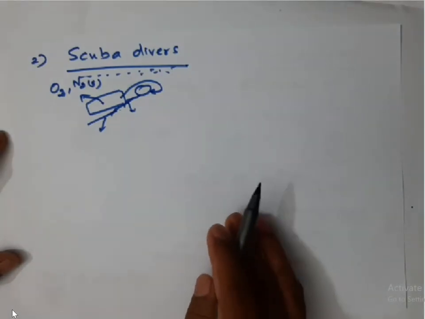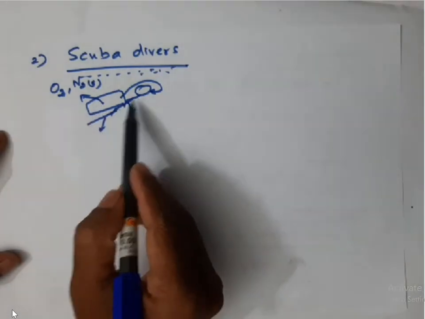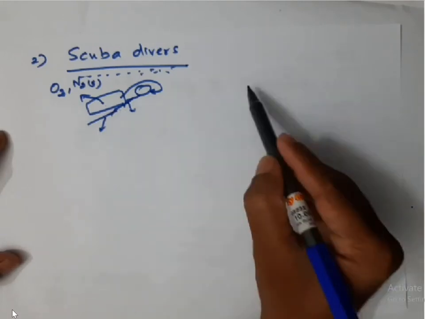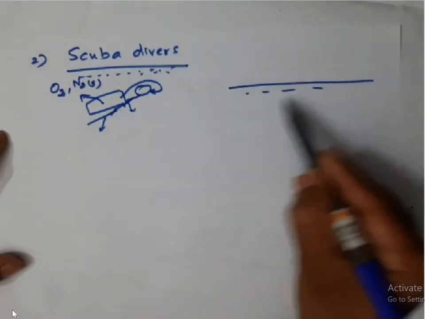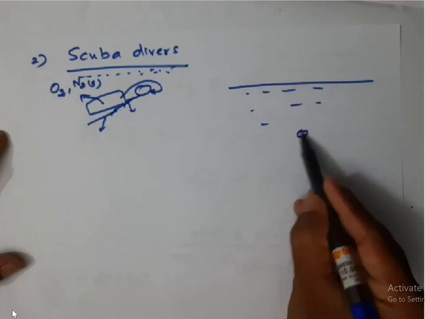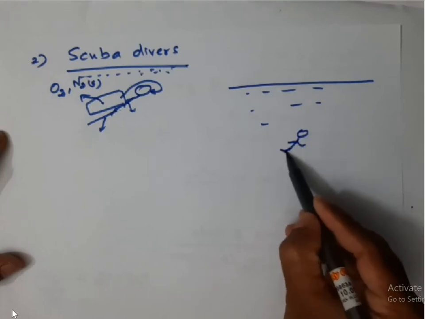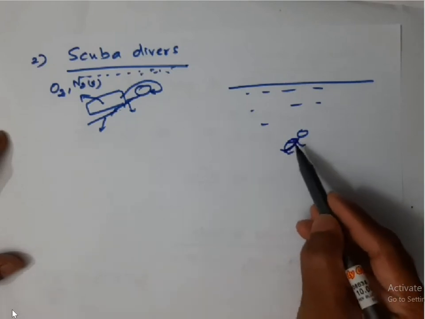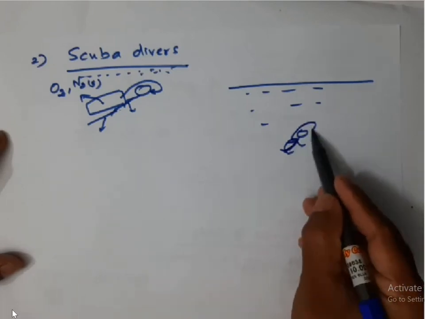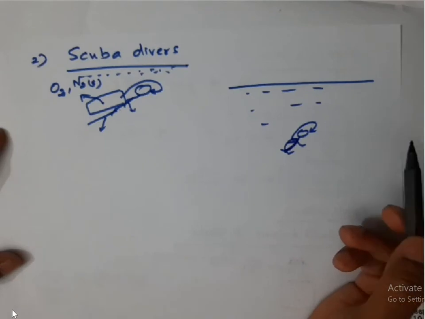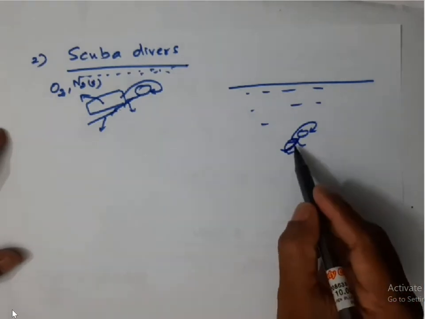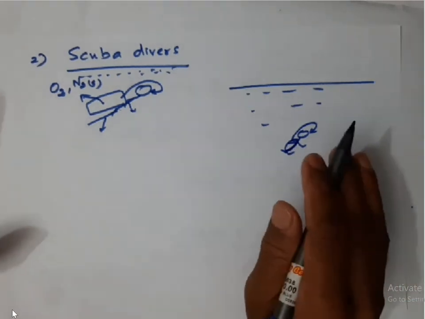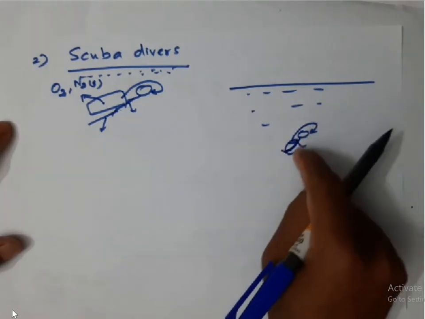Students, observe carefully. The scuba divers see underwater. Assume that this is the water level. When the scuba diver is below, they carry a tank, as I told you. From the tank they get oxygen gas continuously. But the density of oxygen is high, therefore the oxygen may not come out freely.